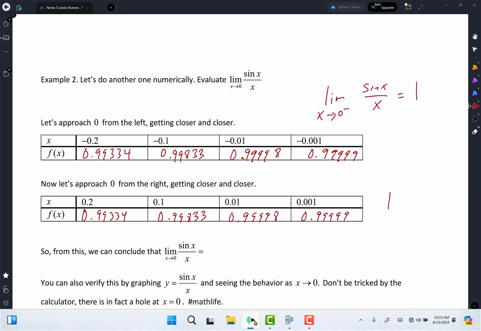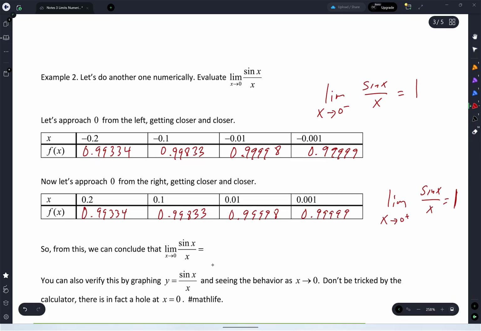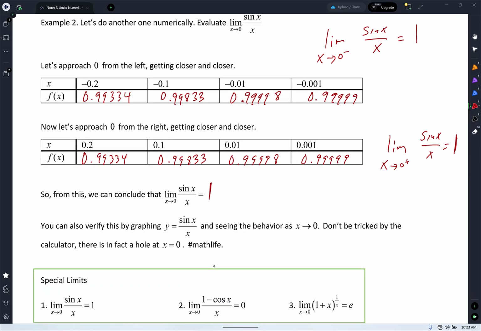Limit as x approaches 0 from the right of sine x over x. What does that look like it's approaching? 1. So what can we conclude about the limit as x approaches 0 of sine x over x? It's 1. That's a special limit, guys. You're going to have to know that one.